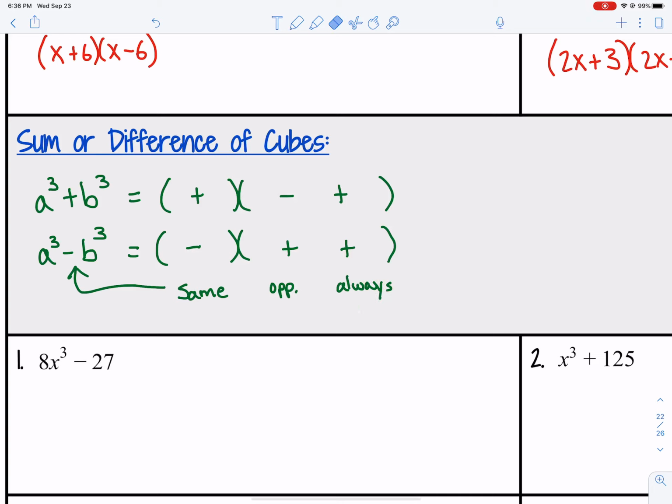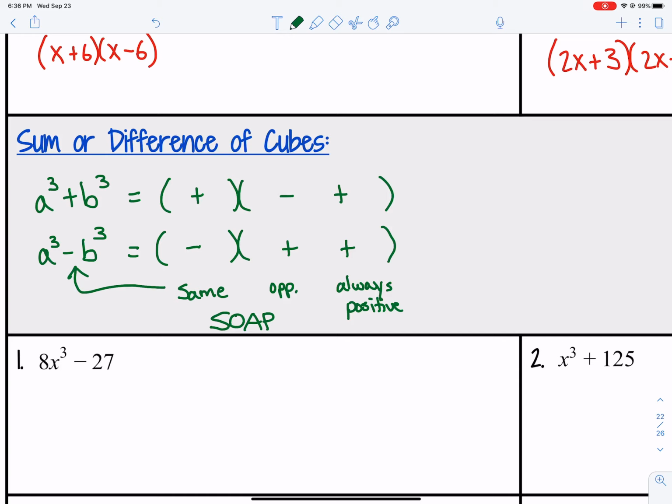I can't spell, so let me put that back. Always positive. And what that spells is the word SOAP. So you can remember SOAP: same, opposite, always positive, or you can just remember the pattern: plus, minus, plus, and minus, plus, plus.